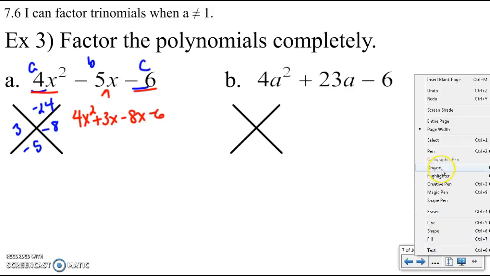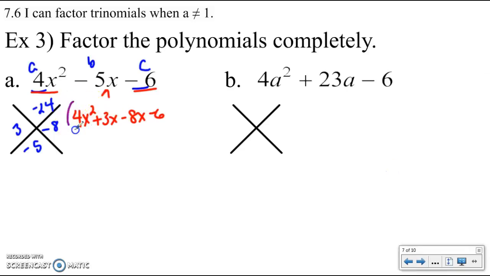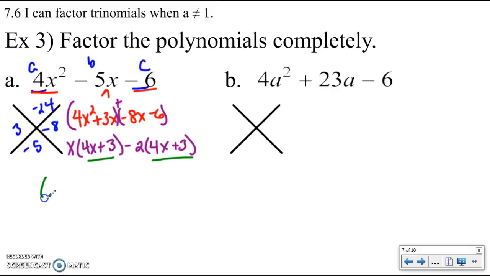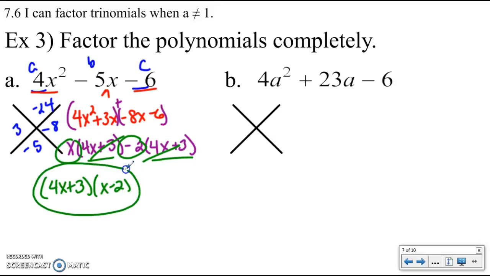We're going to go ahead and make two groups there. I can take an x out of the first group, which leaves me with 4x plus 3. And in the second group, I can divide both of those by 2, and I'm actually going to make it a negative 2 because of this negative sign there. So negative 8 divided by negative 2 is positive 4, and negative 6 divided by negative 2 is positive 3. Notice my two groups match. Since this matches this, I'm going to bring that out front. This and that make my second group, so x minus 2 in my second group, and that is my final answer.